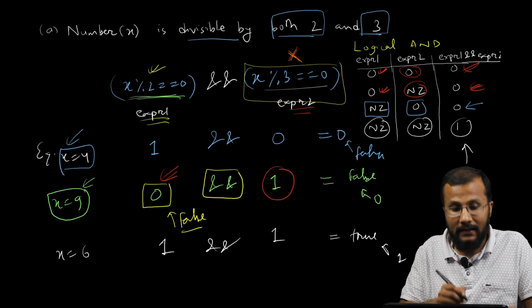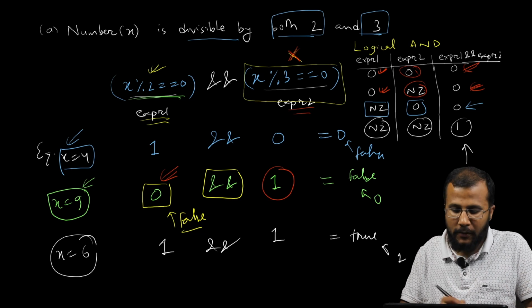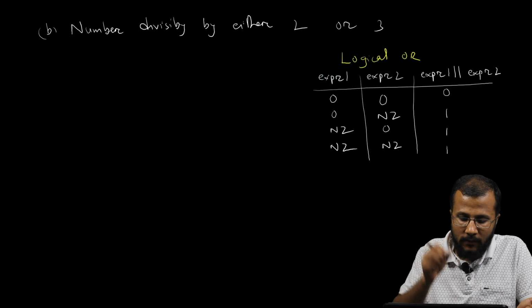So if the input is 6, the output is 1 or true, because 6 is divisible by both 2 as well as 3. So this is how logical AND works. Now let's move to the next example.